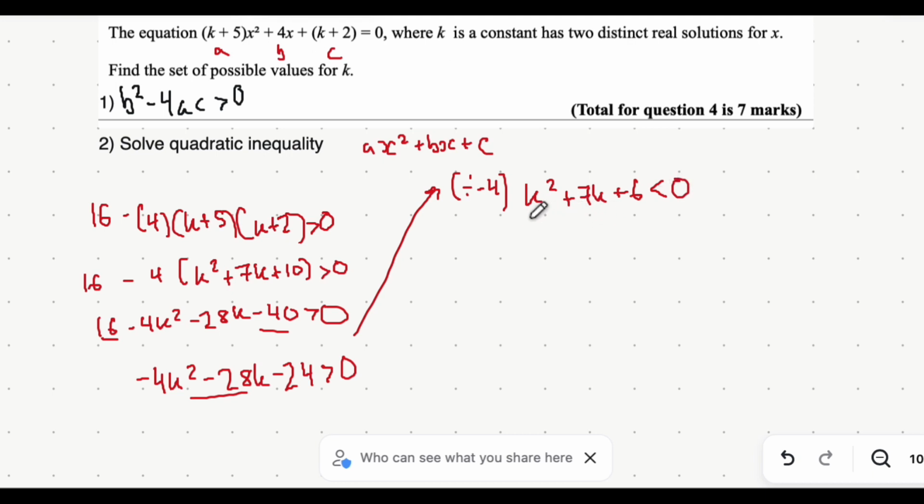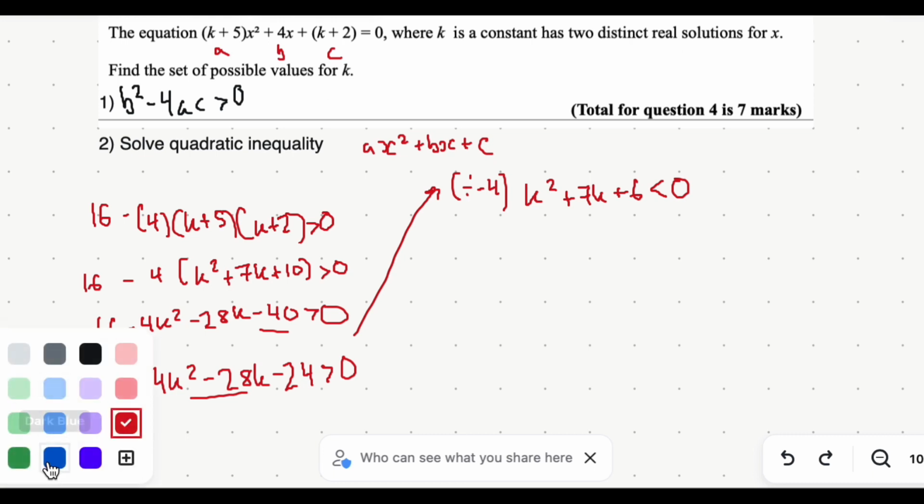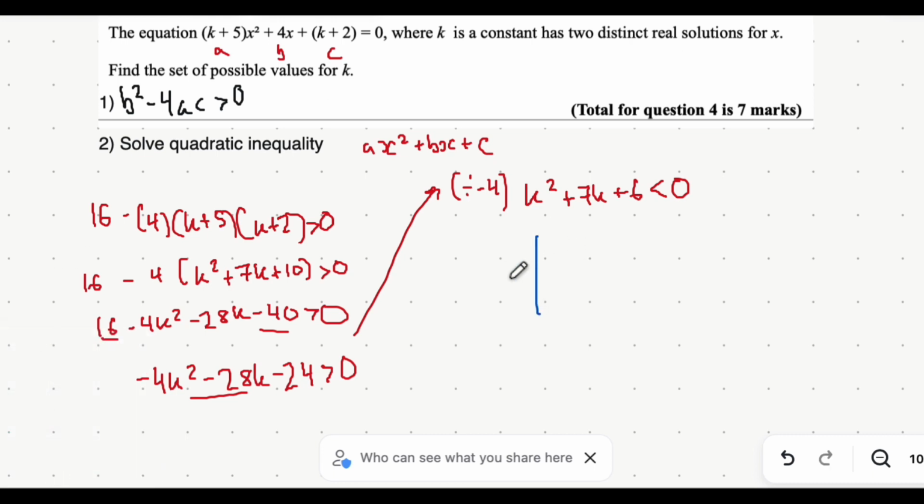What we're going to do now is focus on solving this quadratic as if it was equal to 0, and plot the graph. I'm just going to change pen color. So we know that this would factorize to k plus 6, k plus 1. And so the roots of this quadratic would be k equals minus 6 and k equals minus 1. So if we were to draw it out, this isn't going to be the best drawing, but hopefully it's just for you to understand. If it crosses at minus 6 and minus 1, it looks something like, well, it won't look like that, but hopefully you get what I mean.